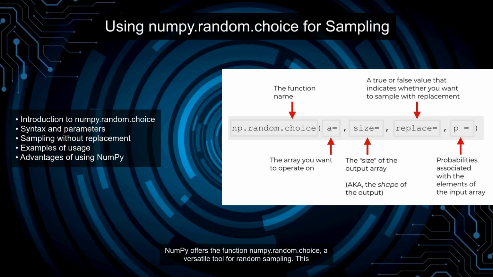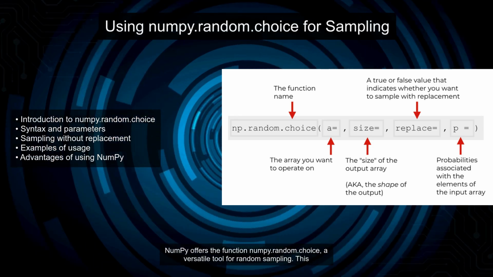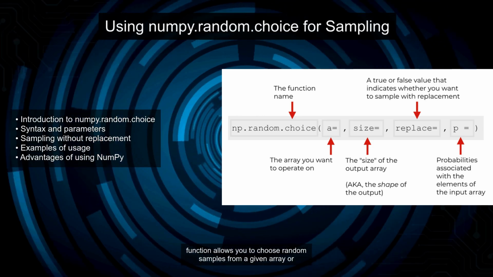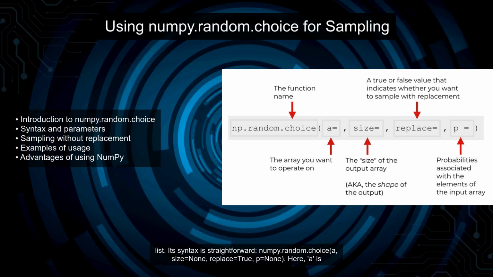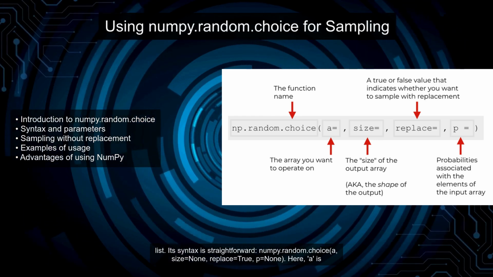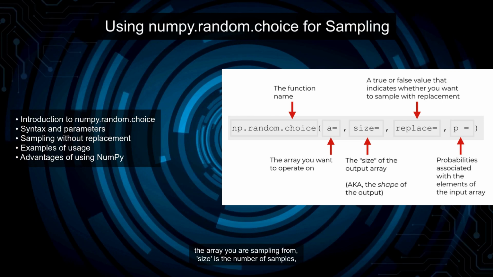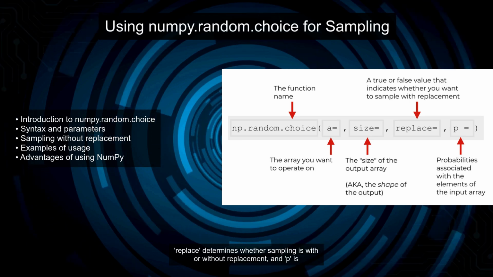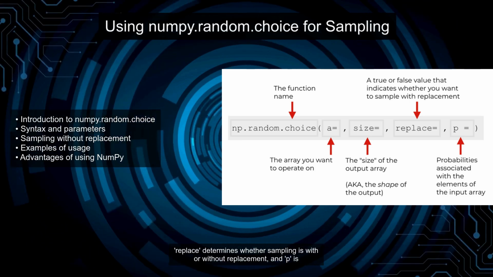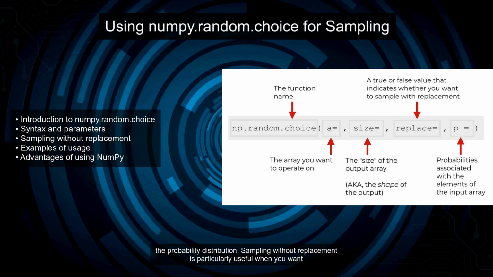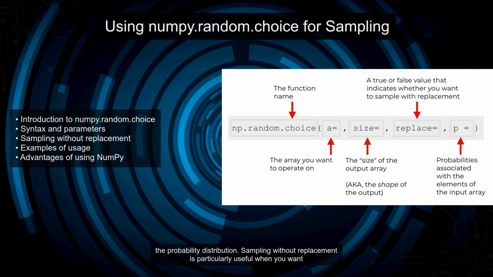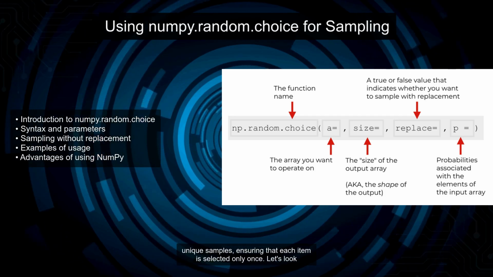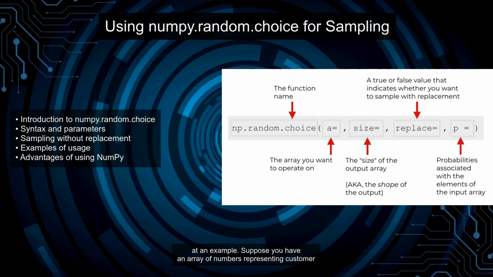Numpy offers the function numpy.random.choice, a versatile tool for random sampling. This function allows you to choose random samples from a given array or list. Its syntax is straightforward: numpy.random.choice(a, size=None, replace=True, p=None). Here, a is the array you are sampling from, size is the number of samples, replace determines whether sampling is with or without replacement, and p is the probability distribution. Sampling without replacement is particularly useful when you want unique samples, ensuring that each item is selected only once.